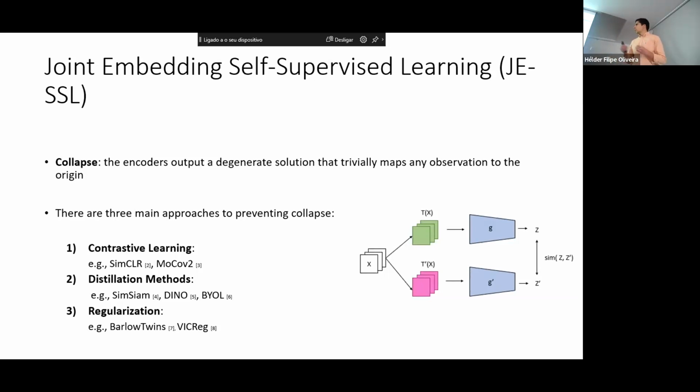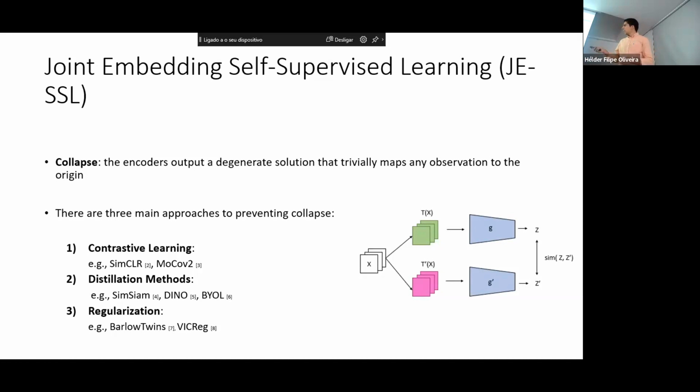There are several strategies to prevent collapse that we categorize into contrastive learning, distillation methods, and regularization approaches. In contrastive learning, the main idea is to approximate the representations of positive pairs in the latent space, but to push the representations of different views apart. With distillation methods, on the other hand, what we try to do is to distill knowledge from one model or from one model head to the other.